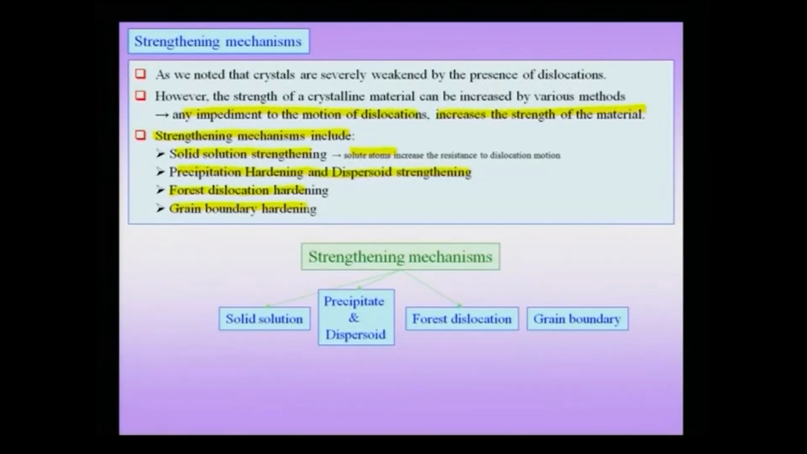And finally, grain boundary hardening, which is a very important effect, and in this context we will take up more detail when we talk about the Hall-Petch relation, and more importantly the breakdown of the Hall-Petch relation, especially in nanocrystals.